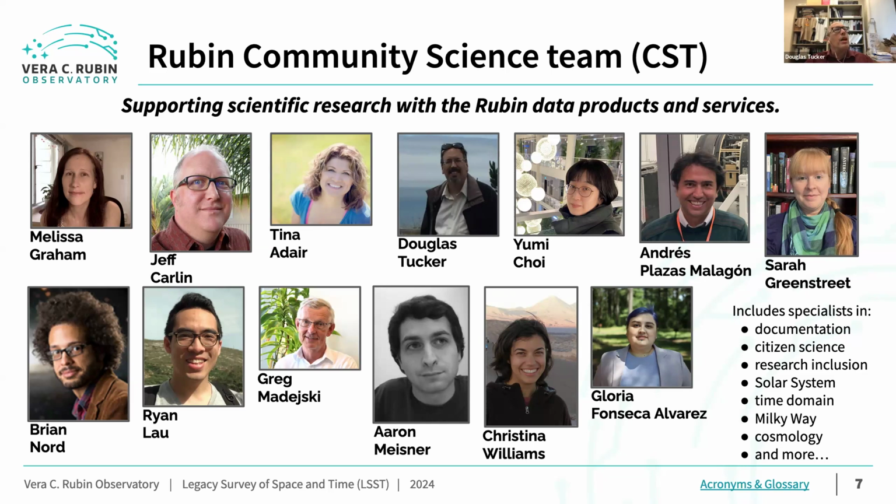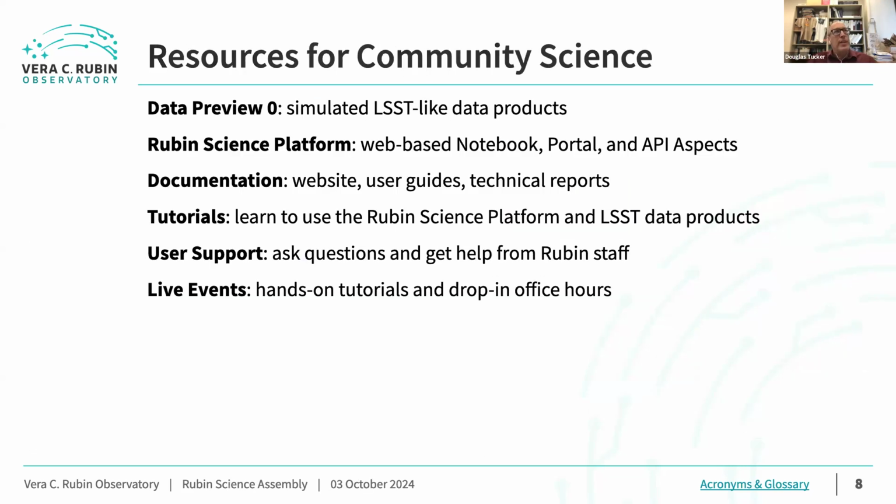Resources for community science. The main topic of this presentation is DP0, which contains simulated LSST-like data products. There's the Rubin Science Platform, which includes a web-based Jupyter Notebook portal, API, and command line aspects. There's documentation, tutorials that you can go through, user support, and live events like this one today, and other drop-in office hours.